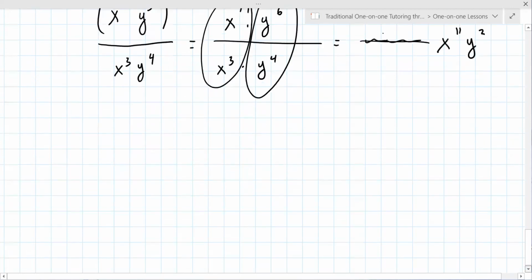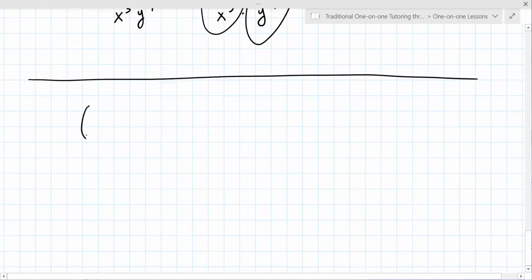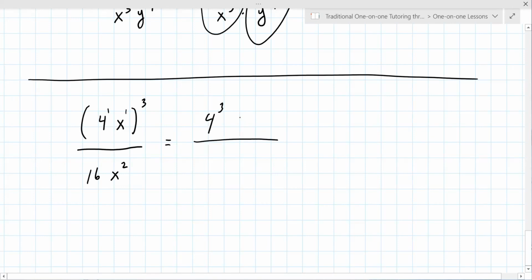Okay. And then we also talked about how to deal with numbers. Let's say it was like 4x to the power of 3 over 16x squared. What do you do in the numerator? How do you apply this 3? You got a 4 and an x here. Do you remember how you apply them? And I'm really asking, what is the unwritten exponent? 1. It's 1, yeah. So then you just multiply. So what would go in the numerator? 4 to the third, x to the third. Okay, over 16x squared.